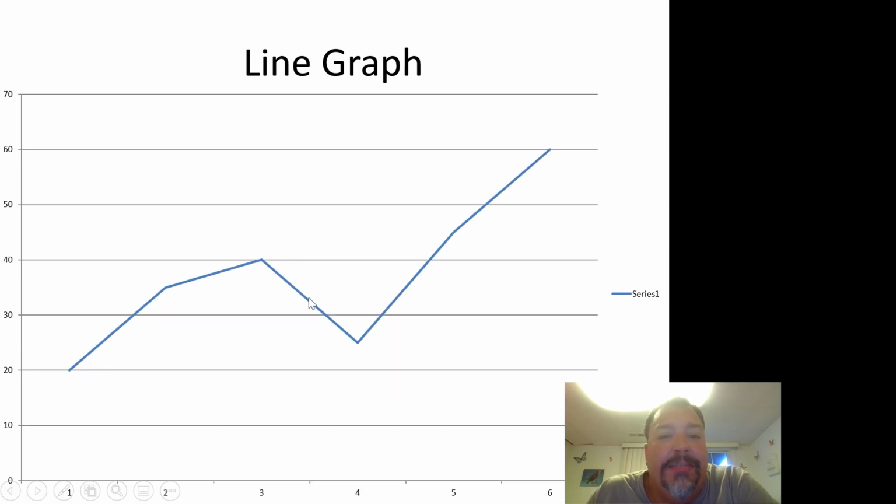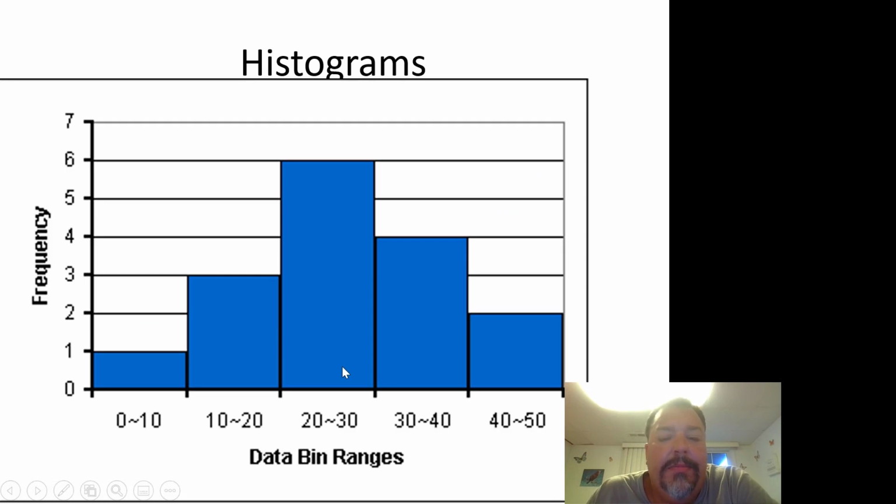A line graph is similar to a scatter plot where we actually connect the points. And again, a line graph is going to show us how something changes over time, like maybe the price of a certain stock or the price of gas. It goes up, it goes down, and we can see those changes over time. And it helps us to look at the rate of change or the slope over a particular period.